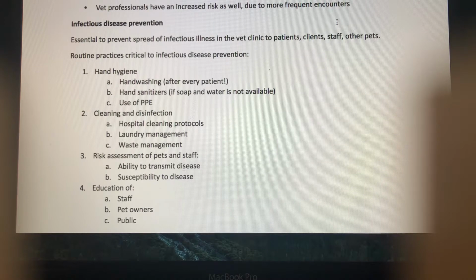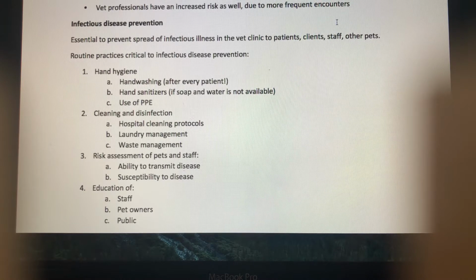We just toss all our laundry in together, but know how to do some laundry. And then waste management as well, which we'll get into a little bit further down. We also want to perform risk assessments of pets and staff, and clients as well. We want to assess the animal's ability to transmit disease. So if they have an illness that is infectious, we need to identify that.